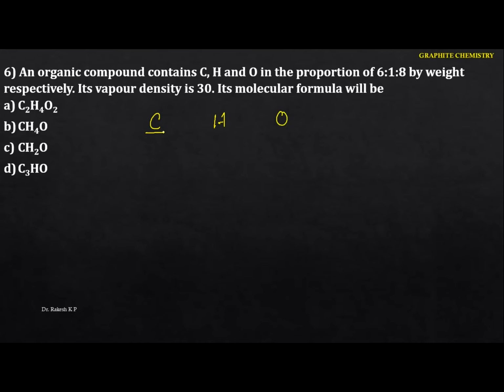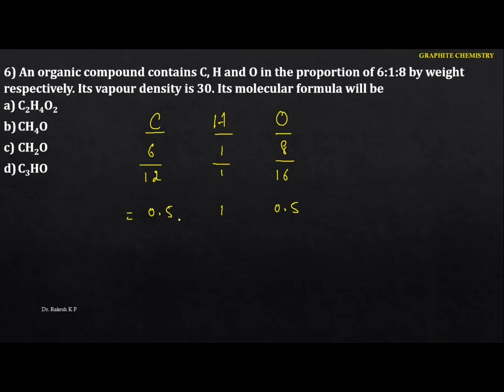The proportion of carbon in this one is 6. The proportion of hydrogen I'm going to take in this form, that is 1, and oxygen is 8. In the next step you have to divide by the atomic weight, and the atomic weight for oxygen is 16, and here we got 0.5, and here it is 1, and again here also we got 0.5.